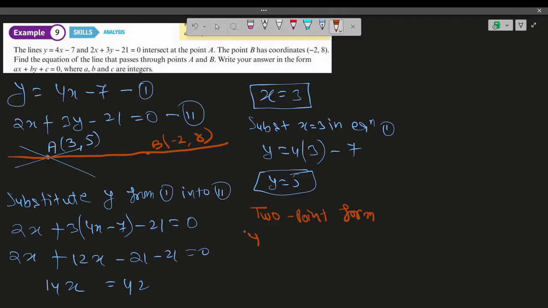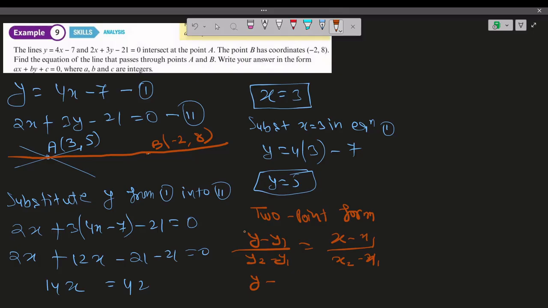And what is the 2-point form? This is y minus y1 upon y2 minus y1 equals x minus x1 upon x2 minus x1, where x1 y1 is the first point and x2 y2 is the second point. So let us substitute everything. I am assuming A as the first point, that is x1 y1, and B as the second point, x2 y2. You can assume anyone.